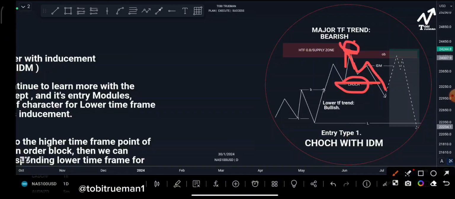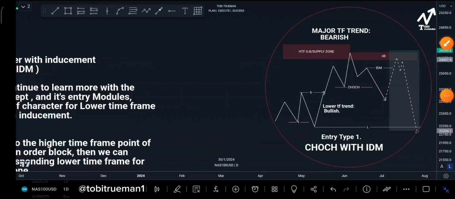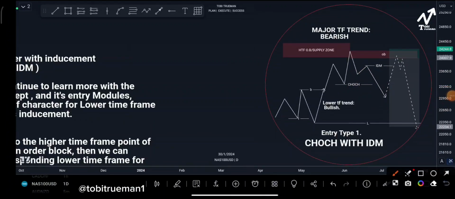Then what happens next? We will now be waiting for inducement in the lower time frame, which is after price took out this change of character, we want price to come back and take out this 1 hour inducement. Now it's called counter inducement with respect to the 1 hour structure, right? Because this is the 1 hour structure.